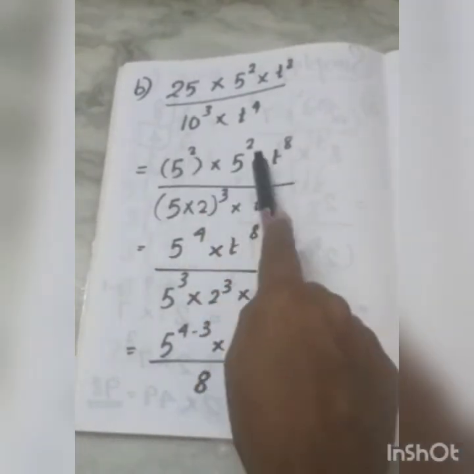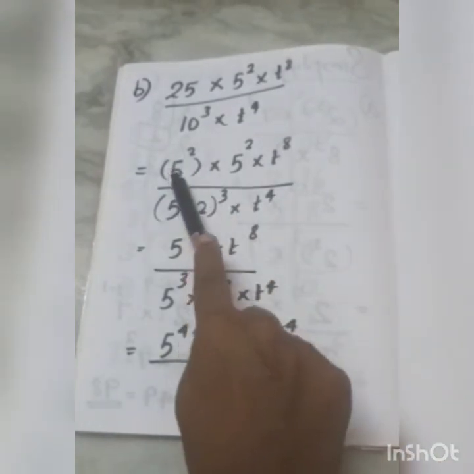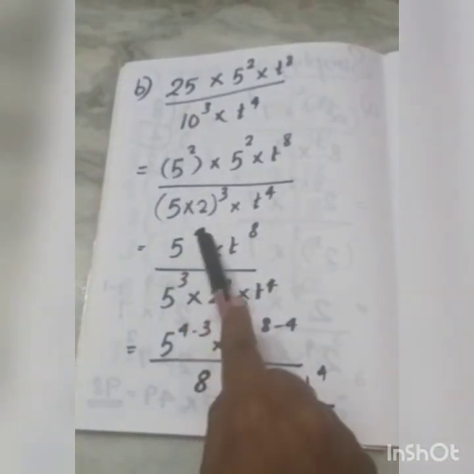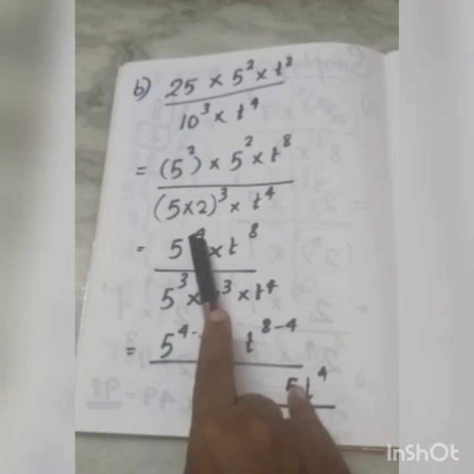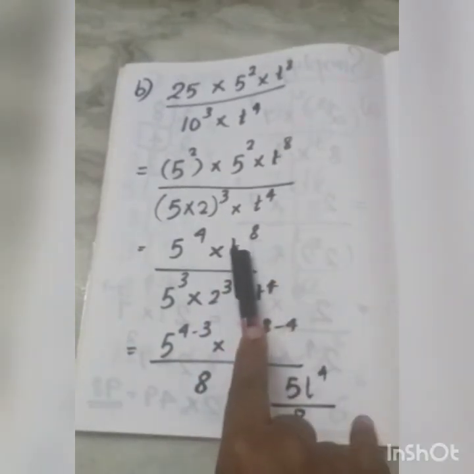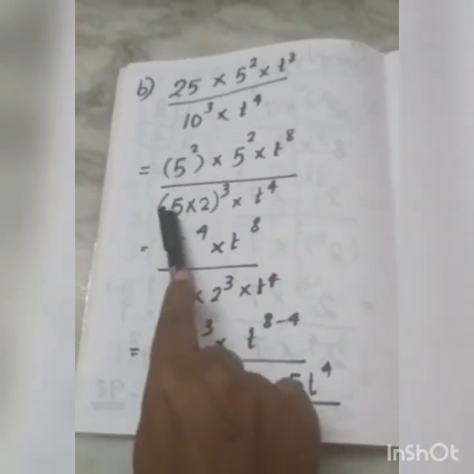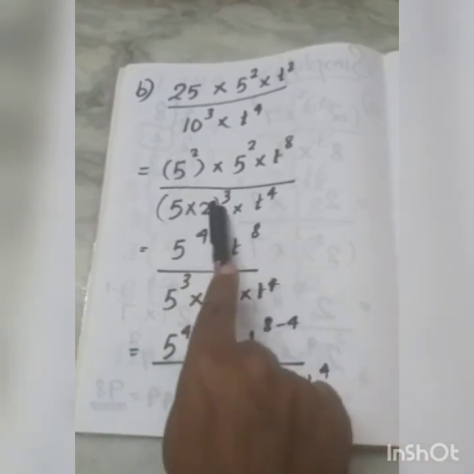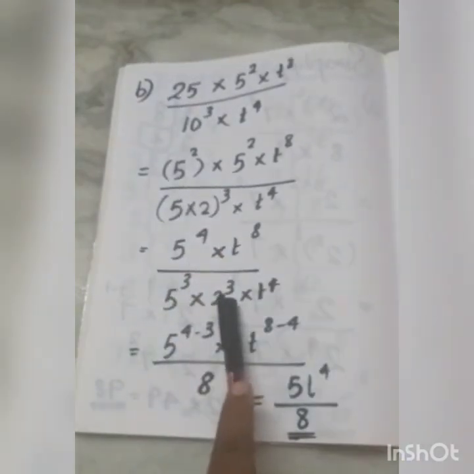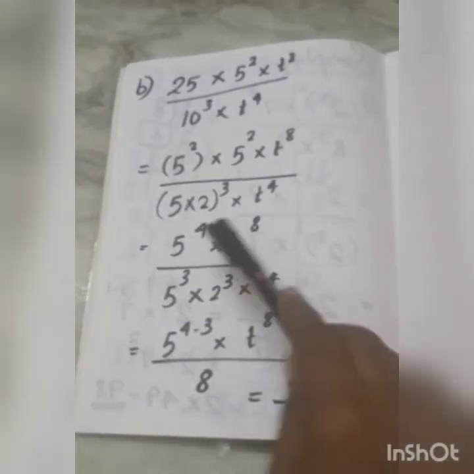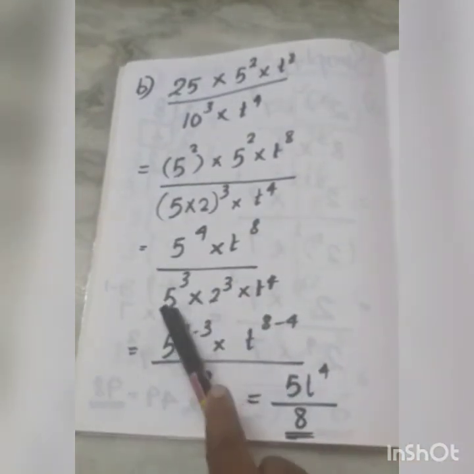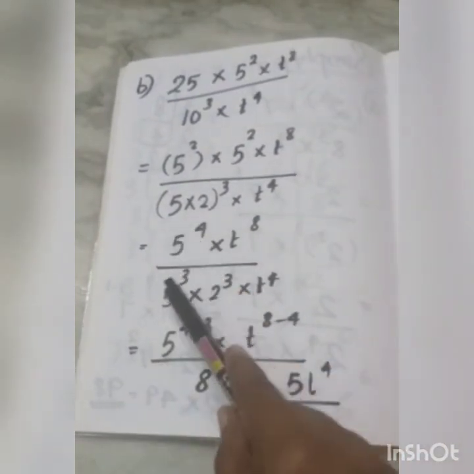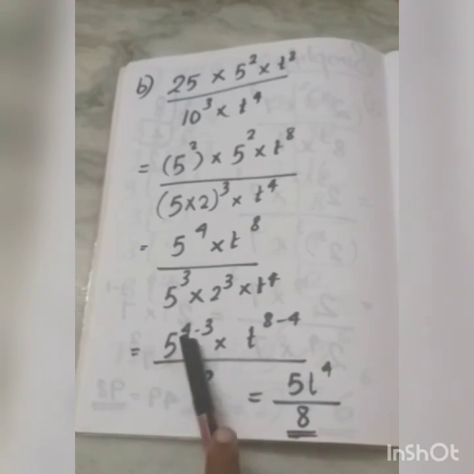Now 5 square and 5 square, multiplying with the same base. 2 plus 2, you will get 5 raised to 4. Again t raised to 8 I wrote the same. Here I am going to split it. (5 into 2) whole cube is 5 cube into 2 cube. Now I am taking 5 raised to 4 and 5 cube. So 5 raised to 4 divided by 5 cube, you will have 5 raised to 4 minus 3.